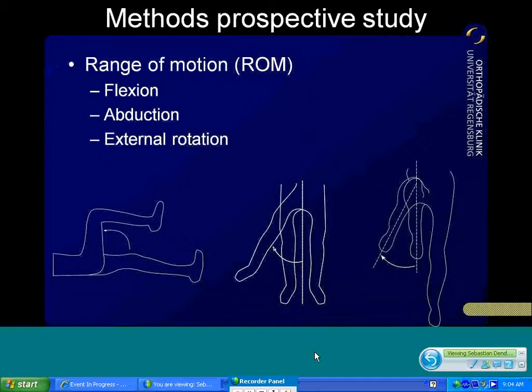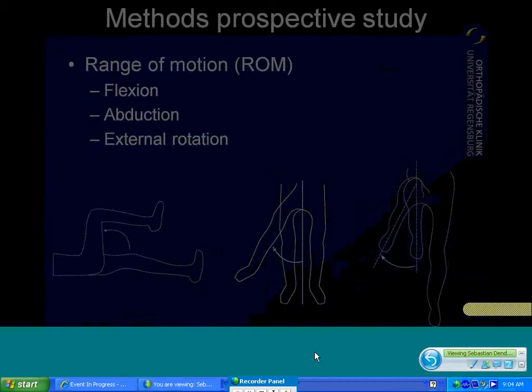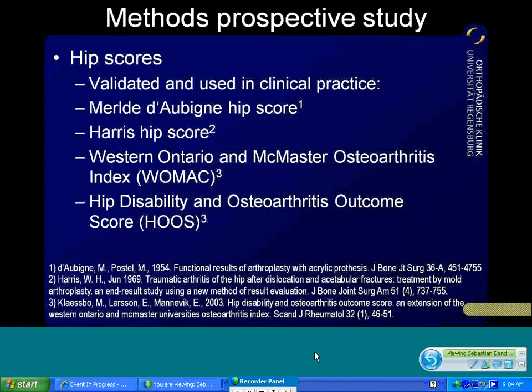To evaluate the subjective well-being of the patients, we used clinical hip scores which have been validated before. For example, the Mayo Dobin score, the Harris hip score. Of more interest are the Western Ontario and McMaster Osteoarthritis Index, which will be shortened as WOMAC score, and the Hip Disability and Osteoarthritis Outcome Score, which is the HOOS. These two scores contain sub-scores, like all of the scores do, of biomechanical interest, such as stiffness and function in daily living.